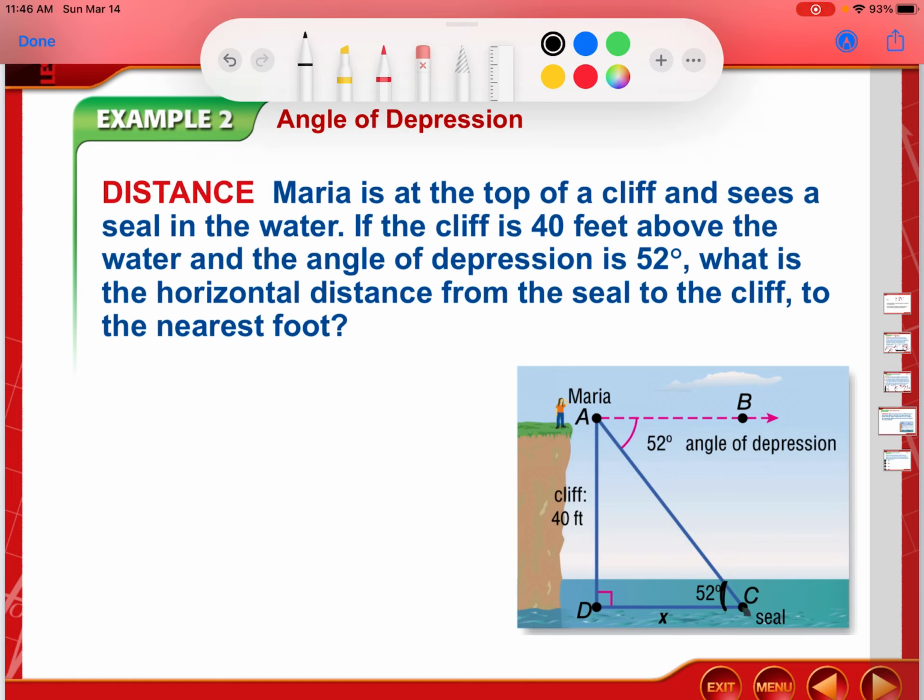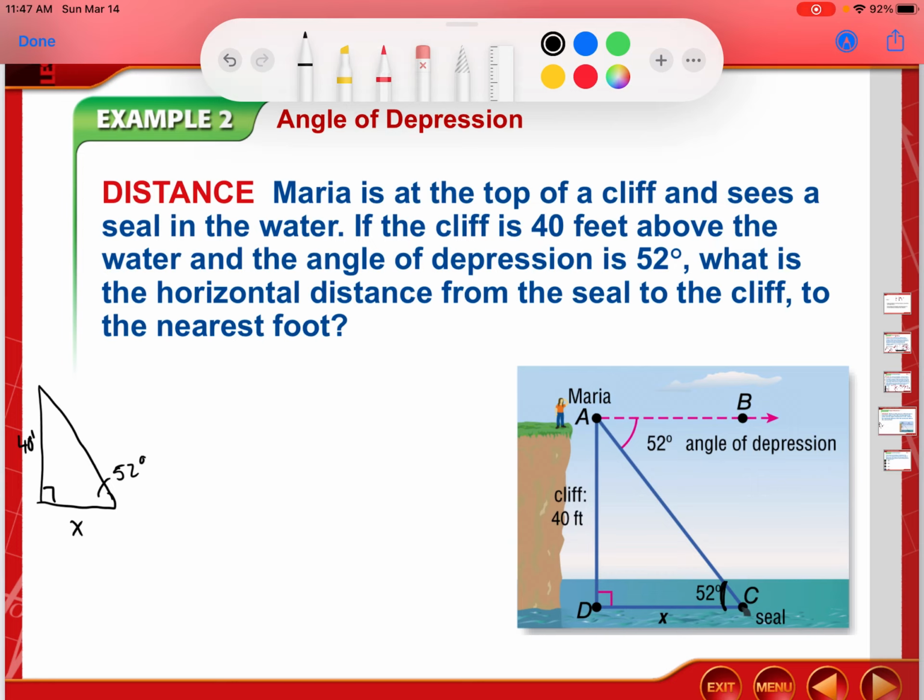Now that we've done that and walked through that piece, what we have left is a fairly simple, straightforward triangle. So I'm just going to draw that out, ideally cleaner than what I just did. So we have our triangle. We have our seal in the bottom right-hand corner with a 52-degree angle. We have an unknown distance, a right angle, and a 40-foot cliff. Now, knowing all of that information, we're trying to solve for x.